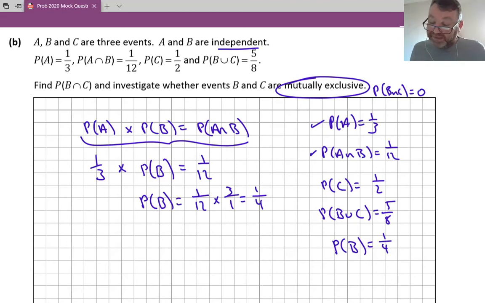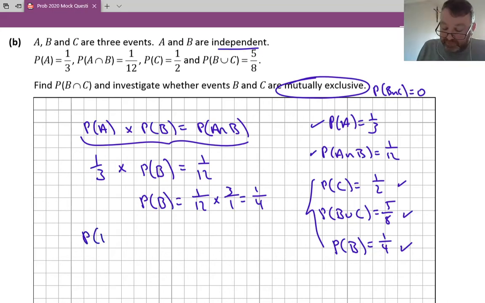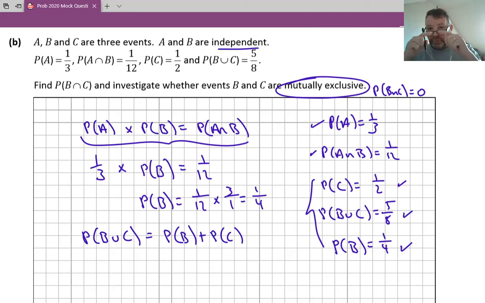Okay, what else do I know? Well, now I want to focus on B and C. So I know that B is a quarter, and I know that B union C is 5/8, and I know that C is 1/2. So maybe I've got enough information here to try and work out what the intersection is. So let's just think about that. The union is the addition of B and C. So in other words, the probability of B union C is equal to the probability of B plus the probability of C. Now, a little bit of a problem, because if we have B union C, we're talking about B plus the intersection plus C. But if I just add B and C together, don't I count the intersection twice? Look, B plus C. So I've counted the intersection twice. So therefore I have to take away from that any intersection that's between B and C. Got that? Now, what do I know? Do I know the probability of B union C?